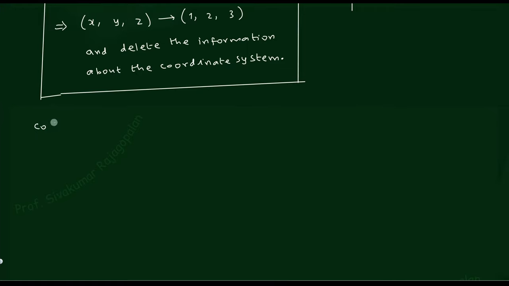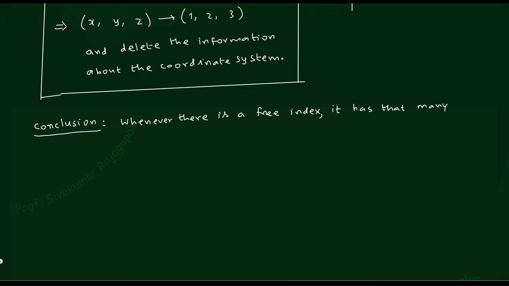So the conclusion I'll write down. The conclusion is that whenever there is a free index, it has that many number of components. That is the meaning. The meaning is what I am trying to write down, so that whatever I explained can be understood in this one line. It has that many number of components.